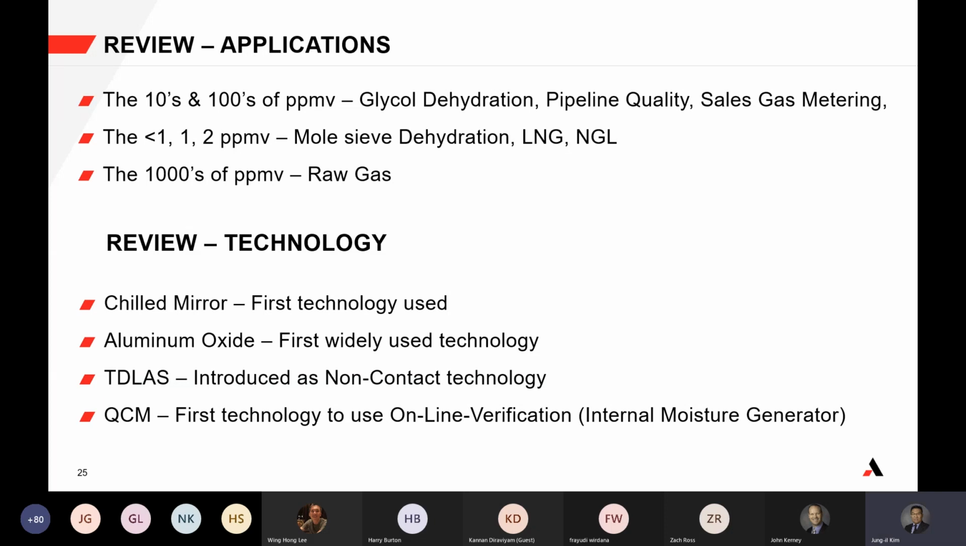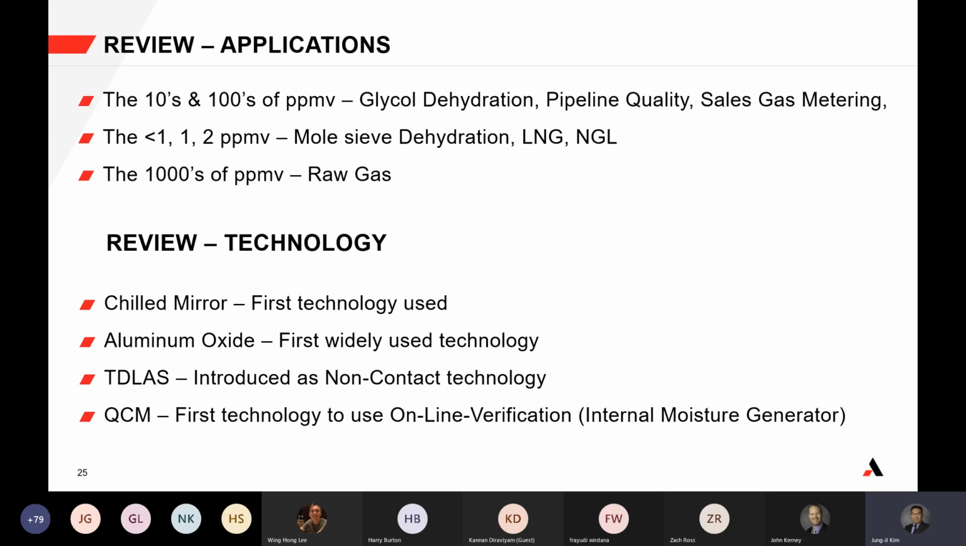Review of applications. There are three ranges of applications: tens to hundreds of ppm for glycol dehydration, pipeline quality, and sales gas metering. Another is the low ppm application, usually molecular sieve dehydration, LNG or NGLs, and then much higher moisture, which is the raw natural gas itself.